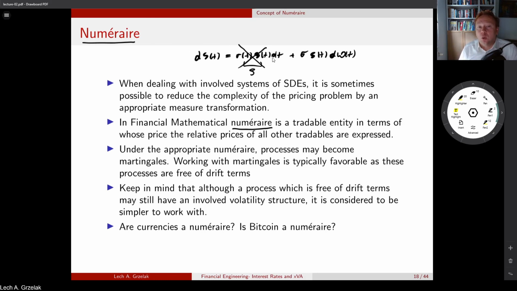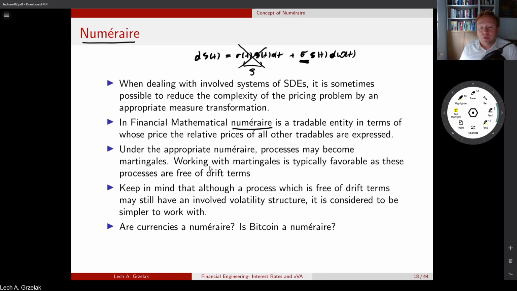Of course, you cannot always change the measure such that processes become driftless. Sometimes it's much more involved. Often it also happens that even if you are able to remove the drift, the dynamics for your variance, because this is not always constant, could be so complicated that you are still not able to solve the problem. However, in general, once you have removed the drift, typically the problem becomes simpler, not more difficult.